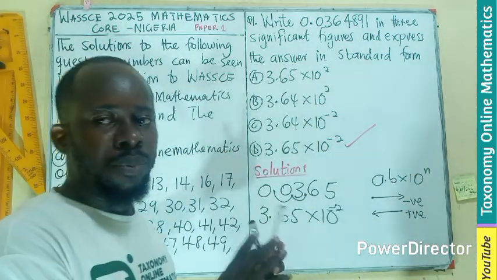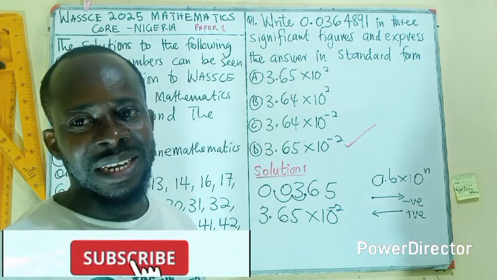which becomes option D, for both the significant figures and the standard form.